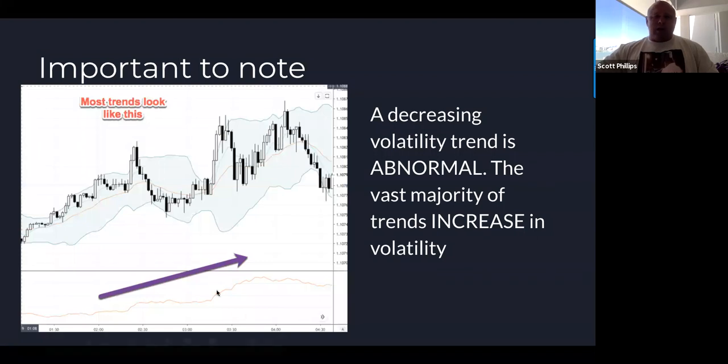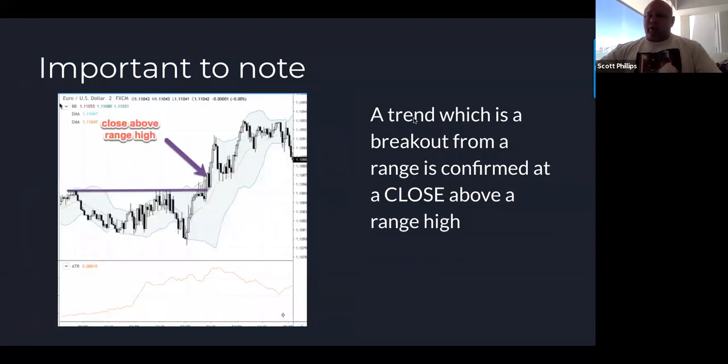Before we start, I want to point out that the vast majority of trends have a volatility profile like this. This is a normal trend. In a normal trend, you can see that we might want to bet against this, we might want to bet against this, we might want to bet against this. Betting against the trend is totally fine in a normal trend, right? What we're looking for is an abnormal trend. The vast majority of trends increase in volatility. We're looking for that very rare trend that decreases in volatility while it goes up.